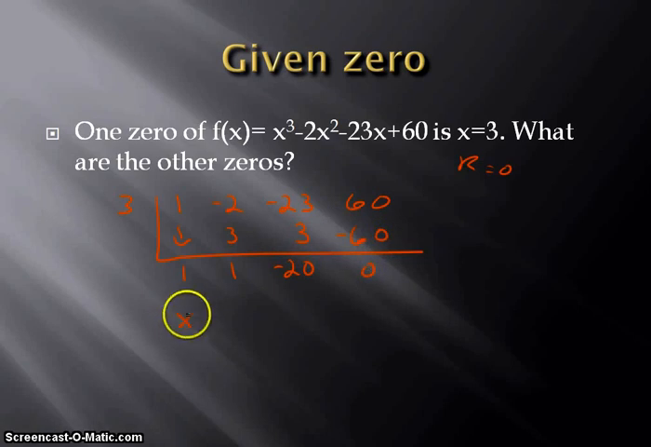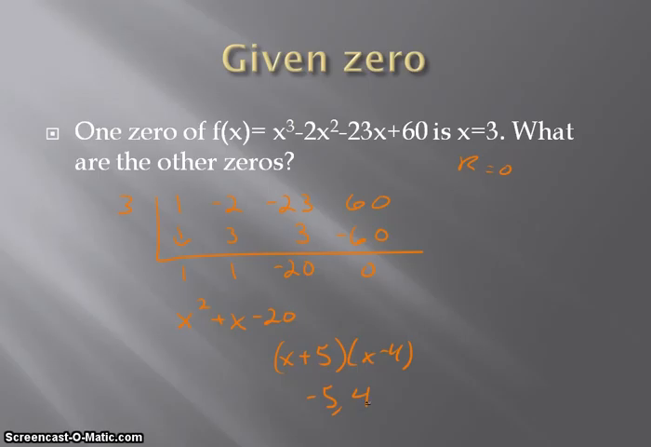So we have x squared plus x minus 20. Well, let's see if that factors. And I know that can factor to x plus 5, x minus 4. So from these binomials, I know my other zeros are negative 5 and 4.